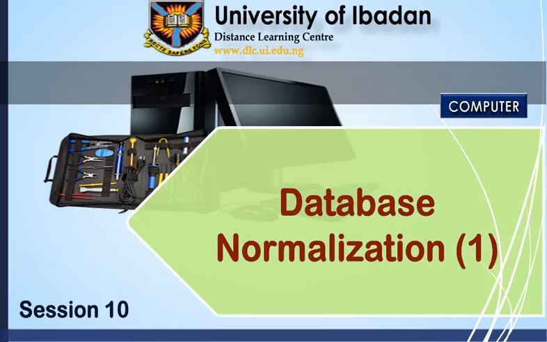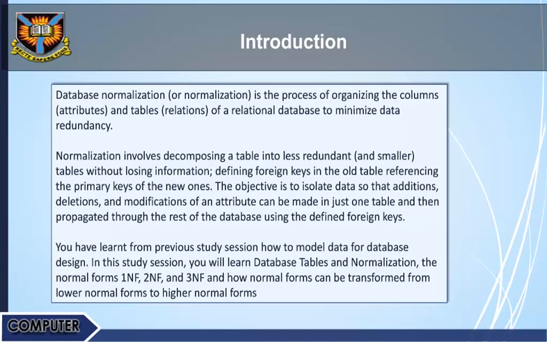Section 10. Database Normalization 1. Introduction. Database normalization, or normalization, is the process of organizing the columns, attributes, and table relations of a relational database to minimize data redundancy. Normalization involves decomposing a table into less redundant and smaller tables without losing information, defining foreign keys in the old table referencing the primary keys of the new ones.